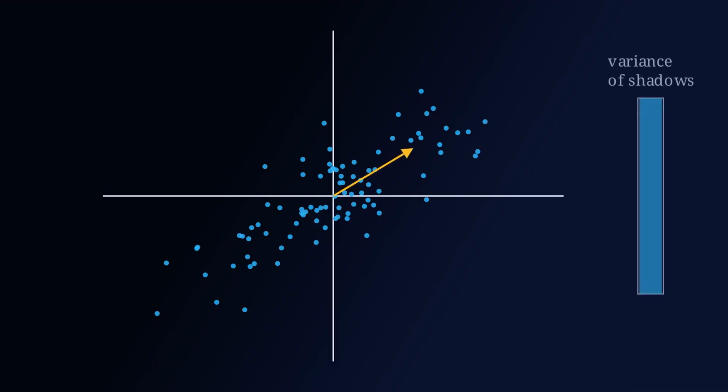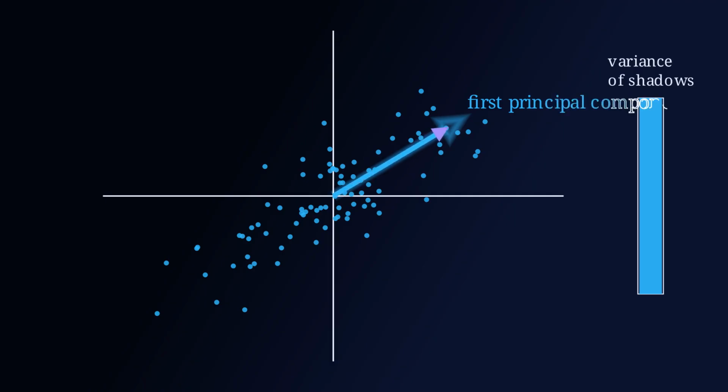Let's make that visible with a live meter. As I rotate the direction arrow all the way around, watch a bar that tracks the variance of the shadows. The bar rises and falls smoothly. It peaks when the arrow lines up with the cloud's longest stretch, and it bottoms out 90 degrees away. The direction where that meter hits its maximum has a name, the first principal component.